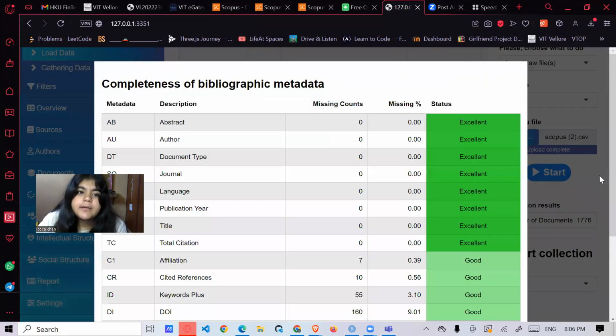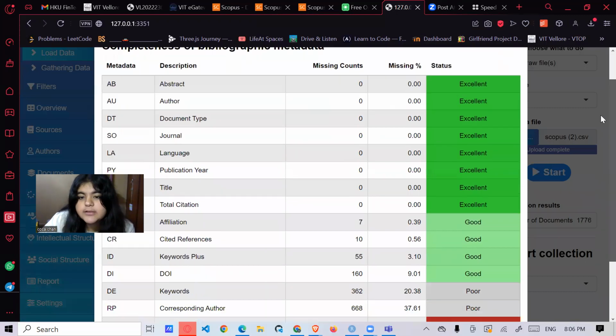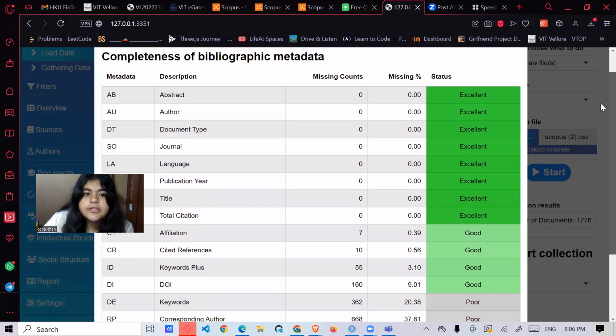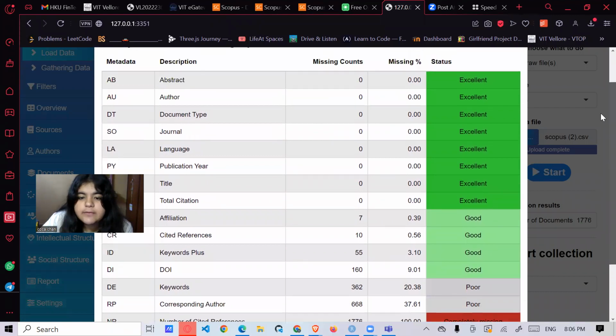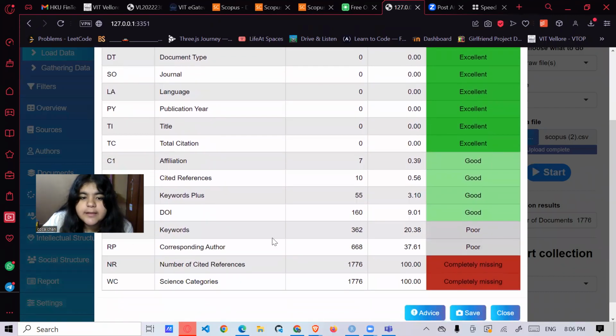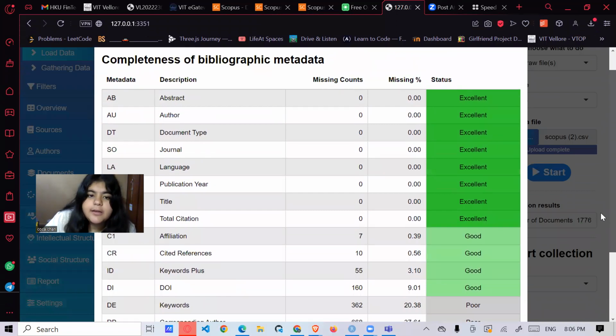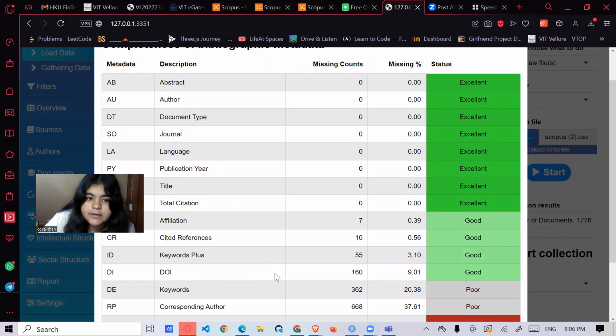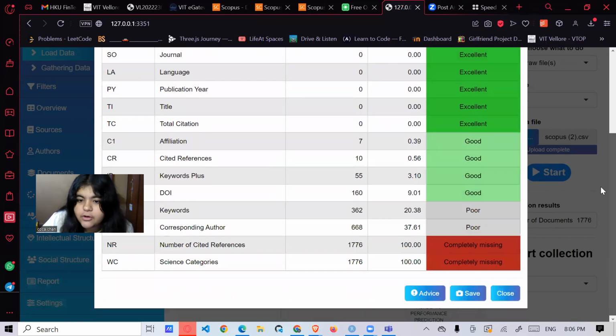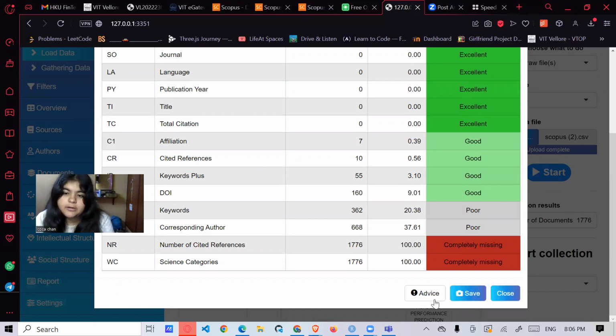Now we wait. This is the completeness of bibliographic metadata. It shows what percentage of each metadata field is missing. Out of 1776, the number of cited references and cited categories are completely missing, but it is overall a really good data set because you have a lot of information with little missing data, so the data is complete.